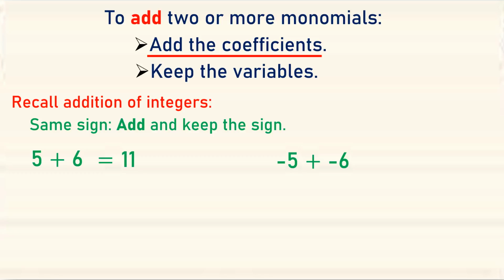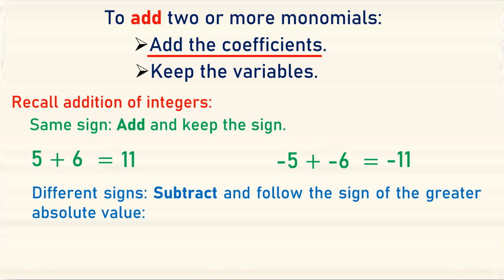And if we have two negatives, negative 5 plus negative 6, we are going to add. So it is 11. Then we are going to keep the sign, which is negative. So the answer is negative 11. But if we have different signs, we are going to subtract and follow the sign of the greater absolute value.